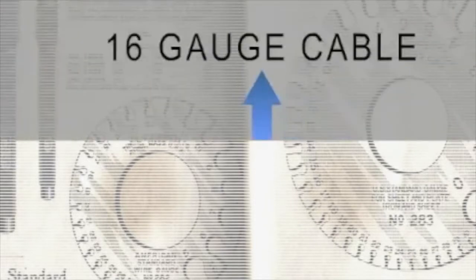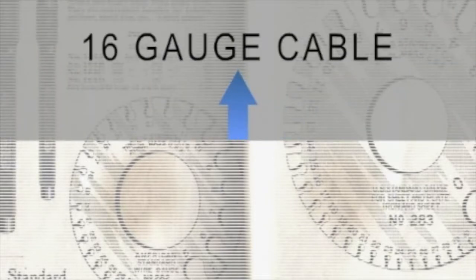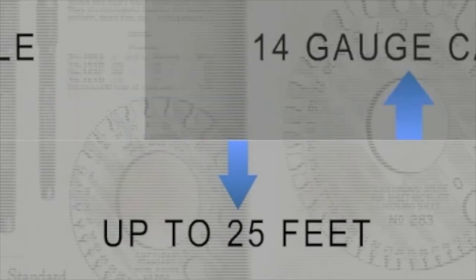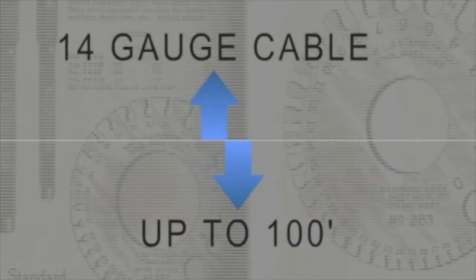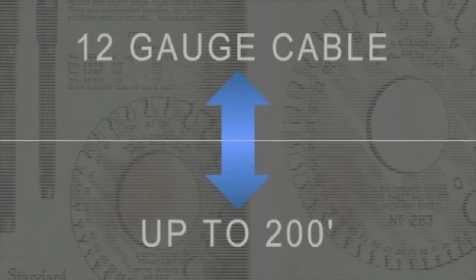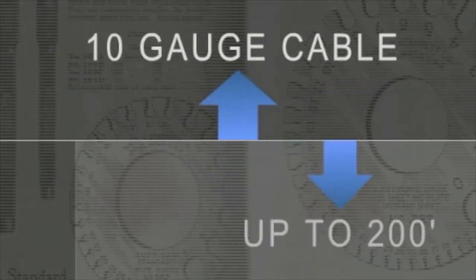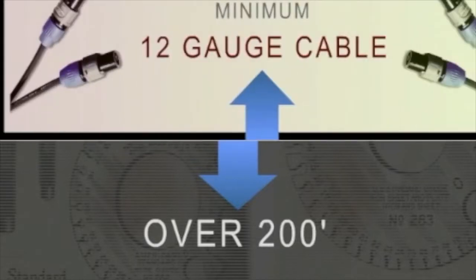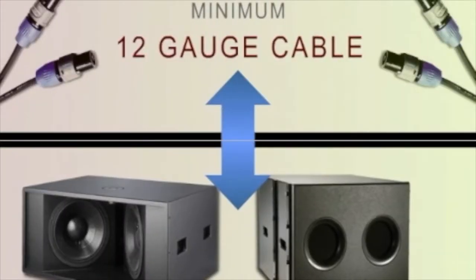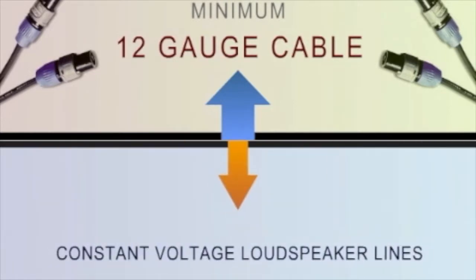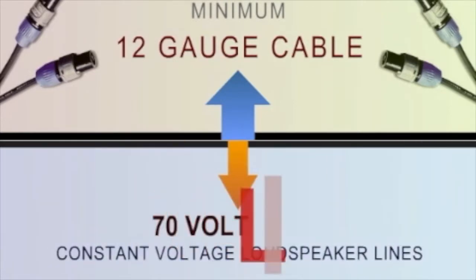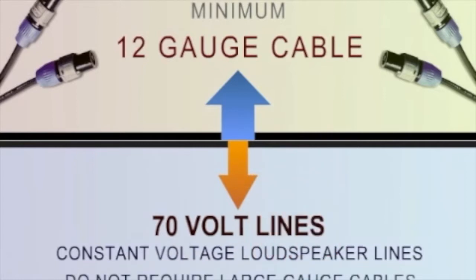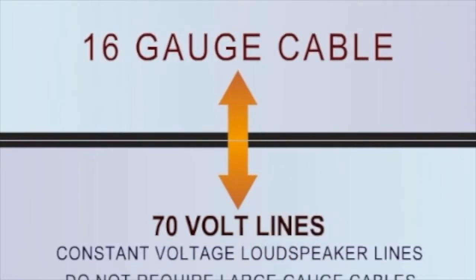For example, a 16-gauge cable is adequate for runs up to 25 feet, a 14-gauge cable up to 100 feet, a 12-gauge cable up to 200 feet, and a 10-gauge cable for runs over 200 feet. It is recommended a minimum 12-gauge cable be used for subwoofer loudspeaker systems no matter the distance. Constant voltage loudspeaker lines, also known as 70-volt lines, do not require large-gauge cables. Typically, a 16-gauge cable is sufficient.